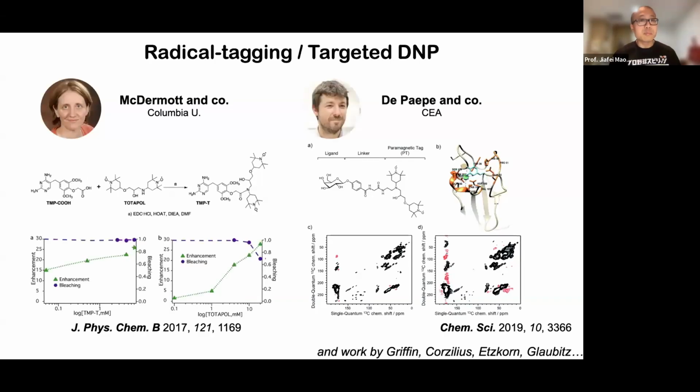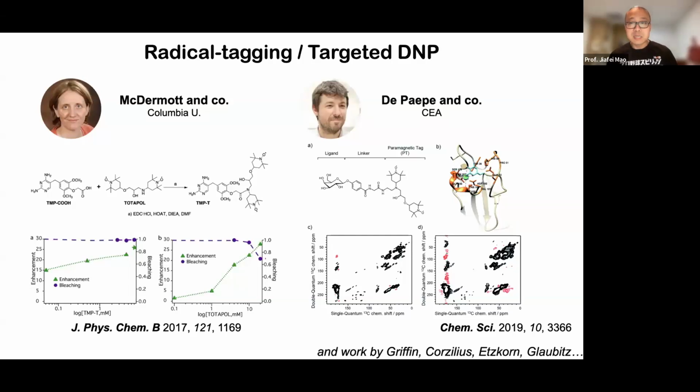There are a number of interesting approaches, for example by radical-tagged ligand, or nowadays we would call it targeted DNP. On the left side, you see McDermott's work, in which they tagged a radical to a ligand, an early generation of DNP. Once this ligand binds to the protein, they can selectively visualize this protein. The nice thing they demonstrated is that the local concentration of the radical can be very high, so it's not necessary to use a lot of radicals in the system, because they are all selectively attached to the protein-ligand complex.